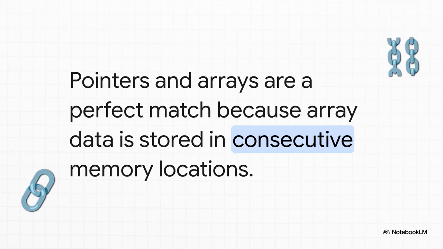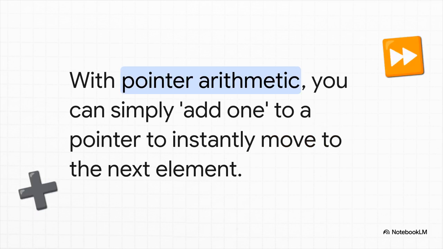Now, the reason pointers and arrays are such a perfect couple really comes down to how your computer organizes memory. When you make an array, the computer lines up all of its elements right next to each other, in one nice continuous block. No gaps, nothing in between. And because all that data is laid out so neatly, C++ lets you do this cool thing called pointer arithmetic. So if you have a pointer aimed at the first item in an array, you don't have to do some complicated math to find the next one. You literally just add 1 to the pointer and poof, it automatically jumps to the very next element. It's an insanely fast way to cycle through massive amounts of data.